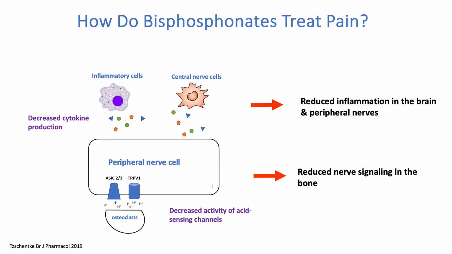So how do bisphosphonates treat pain? This isn't something we completely understand, but there are a few ideas. We know that osteoclasts can communicate with nerve cells, which have acid-sensing channels, and by decreasing the activity of those, we can reduce the nerve signaling into the bone. Also, these nerve cells will decrease their production of inflammatory cells, and it's thought that this might reduce inflammation in both the brain and the nerves in the body, which can reduce the sensation of pain. So there's at least some evidence to suspect that the bisphosphonate alone may be helpful for pain sensation.